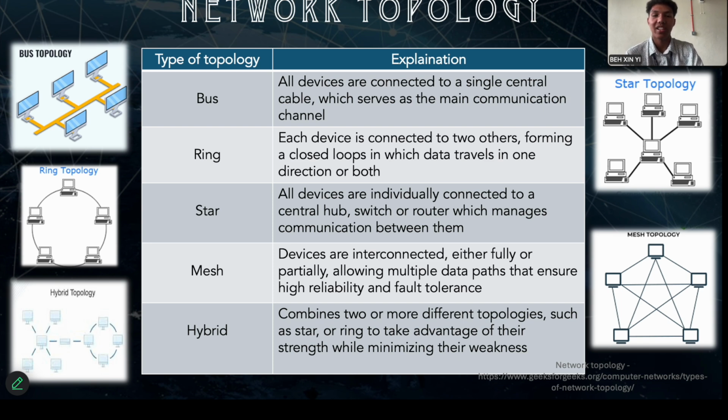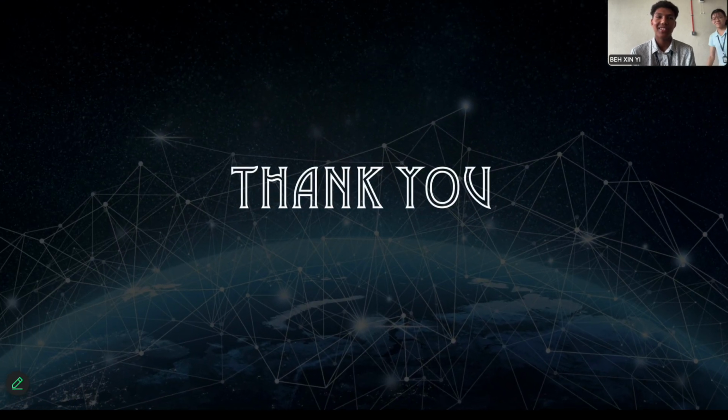Mesh, devices are interconnected either fully or partially, allowing multiple data paths that ensure high reliability and fault tolerance. Lastly, for hybrid, combines two or more different topologies, such as star or ring, to take advantage of their strength while minimizing their weakness. So that's all from us.